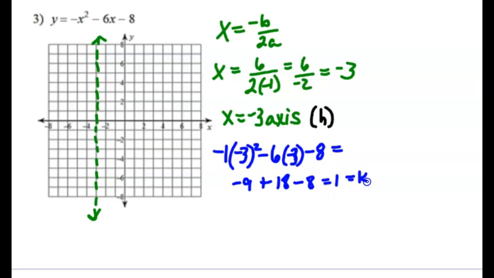So that's the k value of the vertex when we plugged it back in. So our vertex is at negative 3, 1. Can anybody tell which way this is opening? Because A is negative 1, it's opening down. All right, you can use your calculator to find some more ordered pairs by looking at the table.